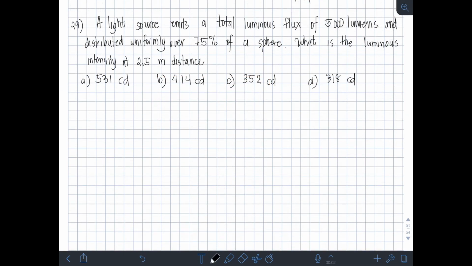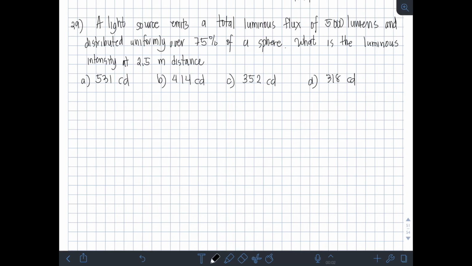Okay? Next, we have, a light source emits a total luminous flux of 5,000 lumens distributed uniformly over 75% of a sphere. What is the luminous intensity at a 2.5 meter distance?